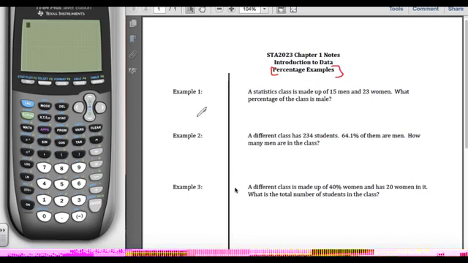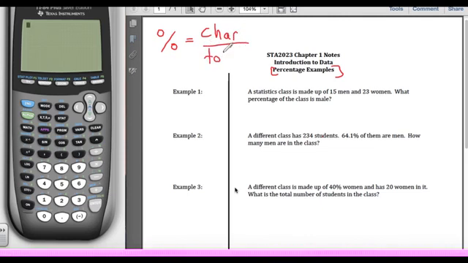A quick note before I get into these examples: I like to think about a percentage as being equal to the characteristic I'm looking at, or the variable I'm looking at, divided by the total of whatever I'm looking at. So you can think about a percentage as the characteristic divided by the total, and for now we want to use these percentages to compare groups. We don't want to use raw data, but percentages.